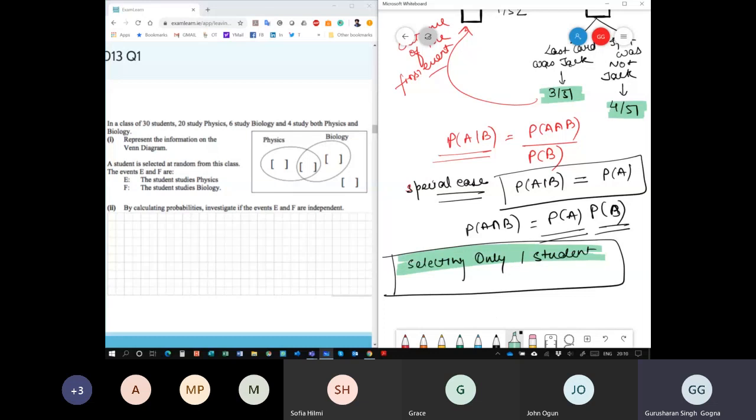So I am selecting one student. It can be from physics or from the biology, but they are not depending on each other, isn't it? So they are independent events. Occurrence of one event, which is E, the student studies physics, is not depending on the second event, which is F, for a student who studies biology. Okay, so this is the concept of independent events.